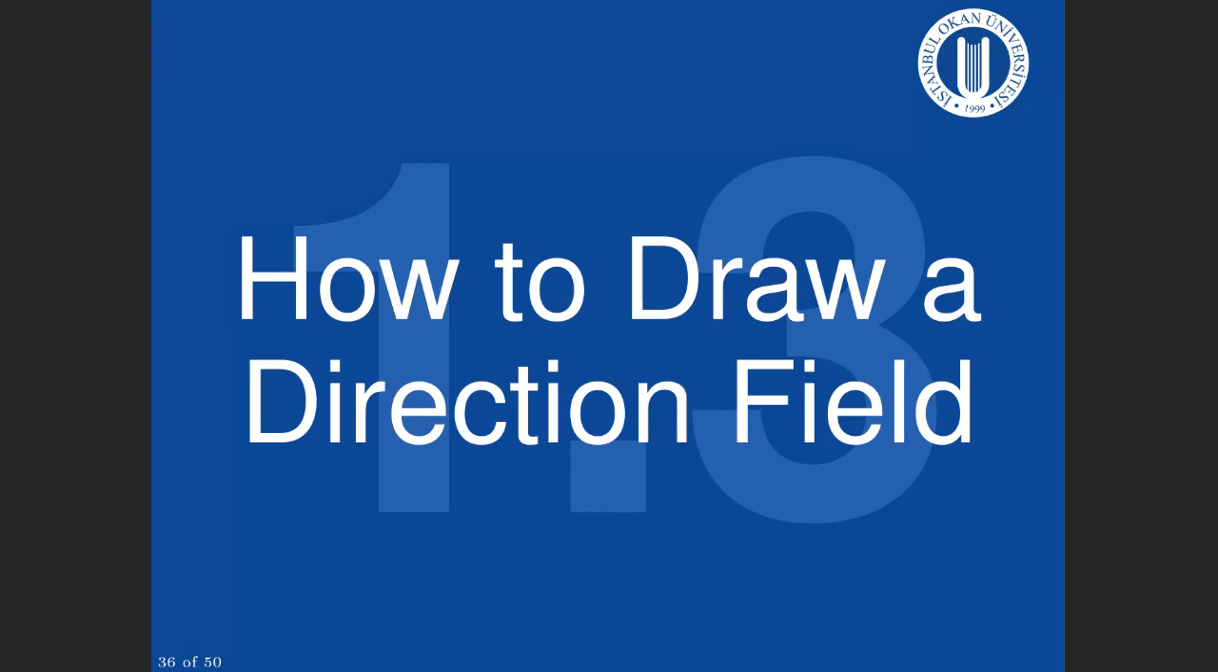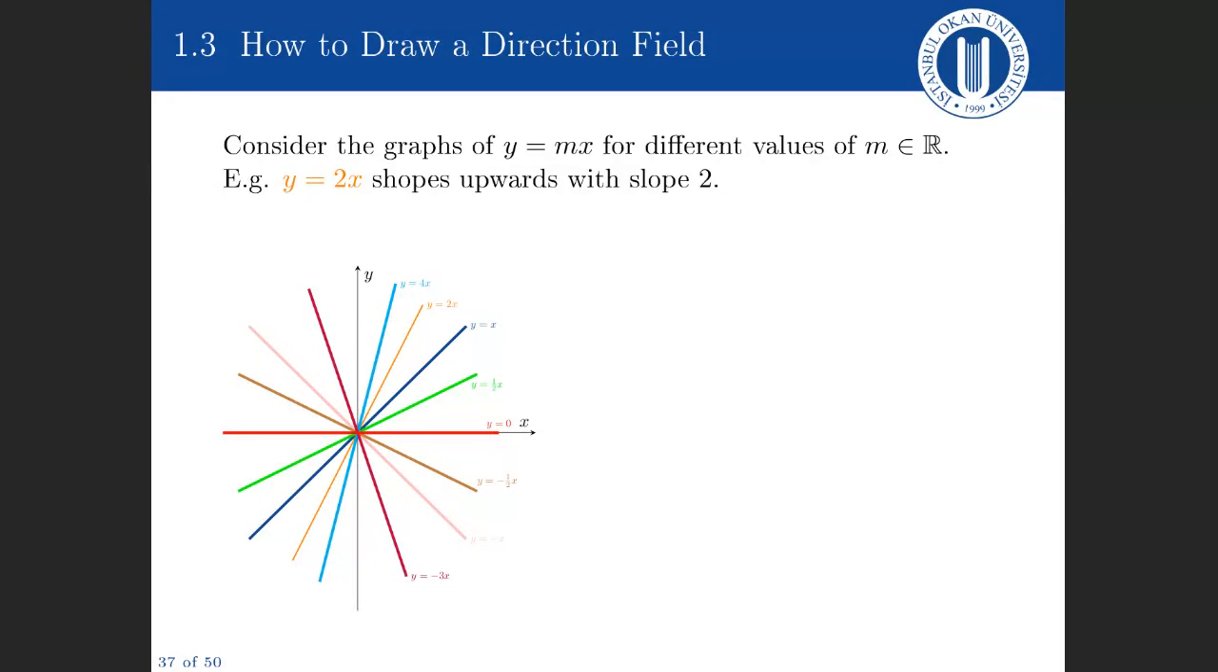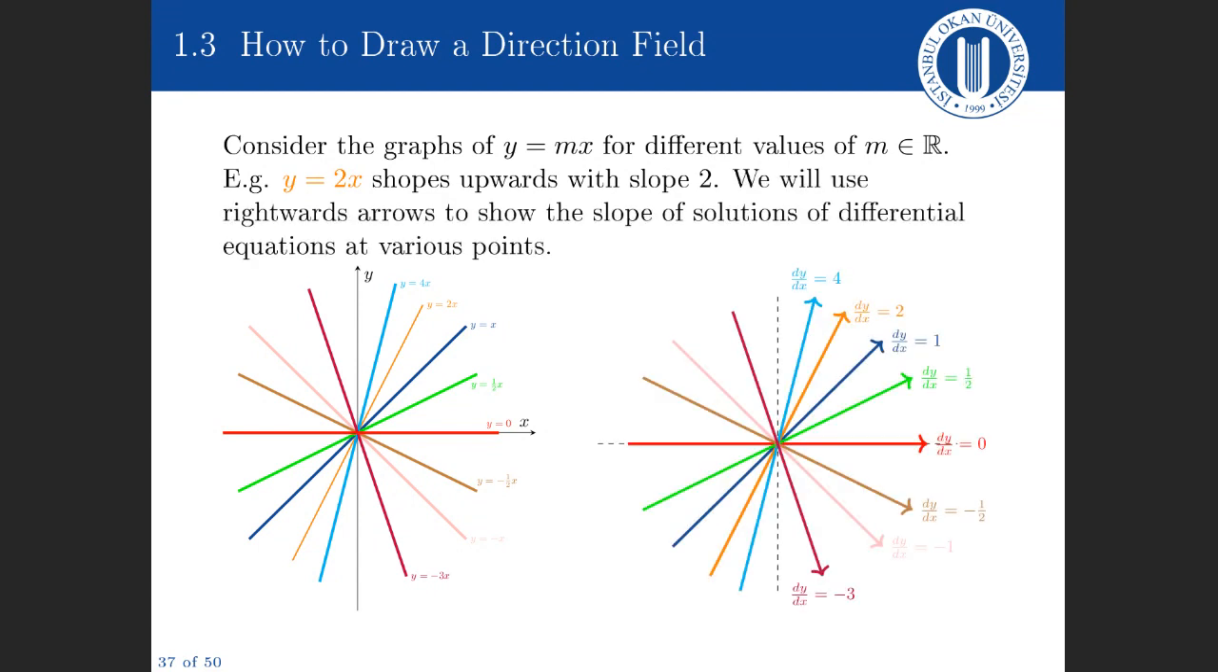Section 1.3 is about how to draw a direction field. Just to preface this, consider y is equal to mx for different values of m. For example, y is equal to 2x is a line which slopes up with slope 2. We're going to be drawing arrows with the same slopes. So for example, if we find dy/dx is equal to 2, we're going to be drawing an arrow which slopes up at the same slope as y is equal to 2x. If we find dy/dx is equal to half, say, we're going to be drawing a line with the same slope as y is equal to half x, and so on.